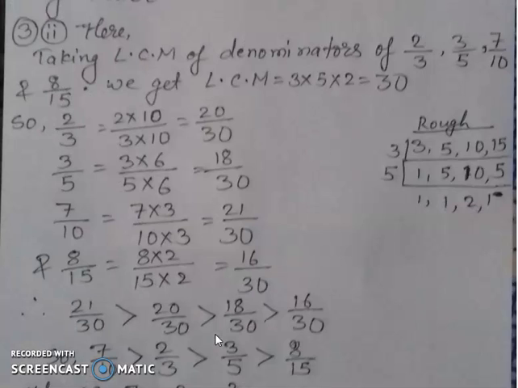Here it has been said to write in descending order. So here also I had written all 4 given fractions. If you see in your book, there it was 2 by 3, 3 by 5, 7 by 10 and 8 by 15. So we have taken the LCM of 3, 5, 10 and 15.